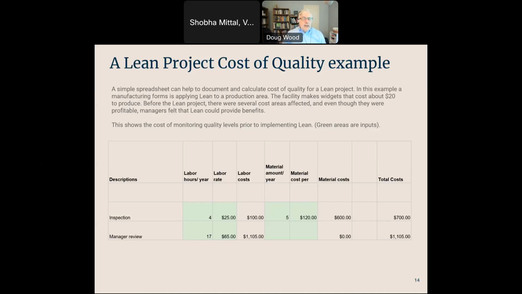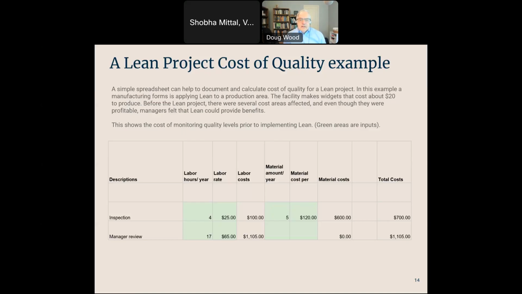So we've got two different categories that are affected by this monitoring cost of quality. We have inspection and we have management review. So inspection takes about 4 labor hours in a year. Labor rate, it doesn't happen very often. They're doing very light inspection.